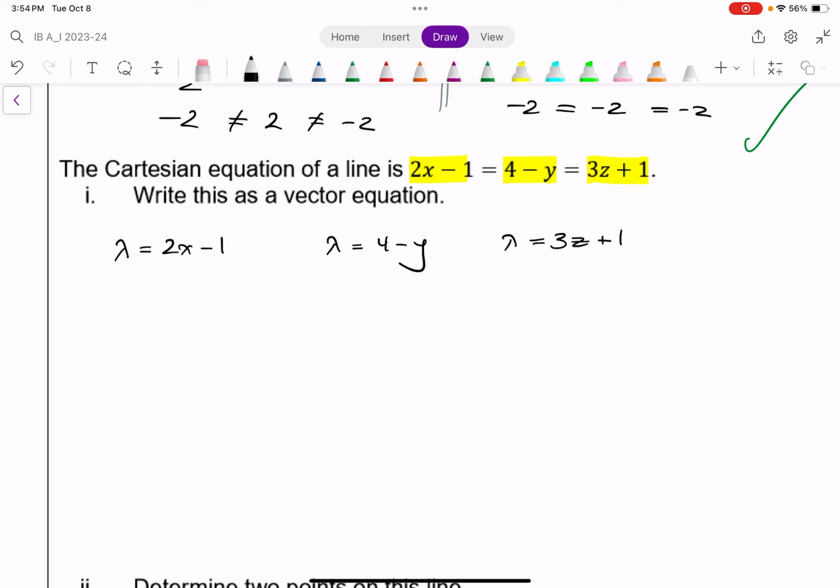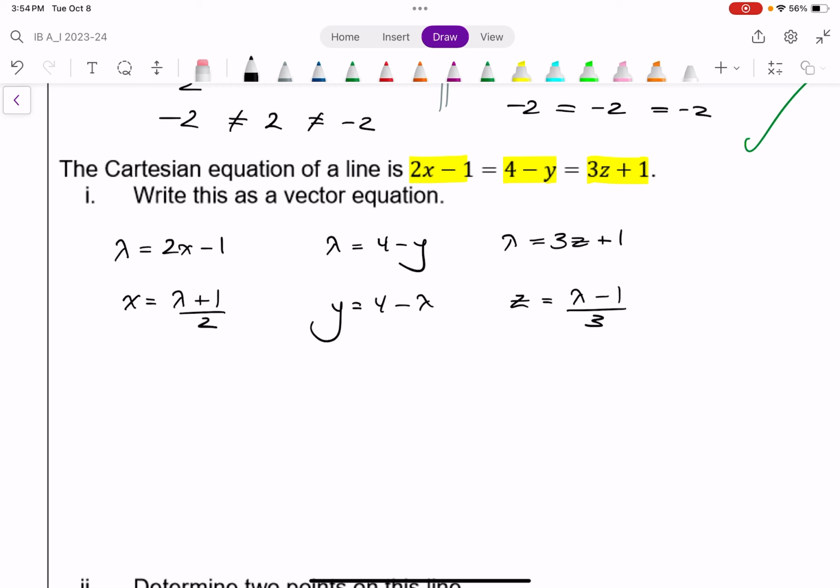And so just to reverse what we did before, now for each of these, let me solve for the variable x, y, or z. So if I look at the first one, if I solve for x, I get x equals lambda plus 1 over 2. Over here, I get y equals 4 minus lambda. And over here, I get z equals lambda minus 1 over 3.